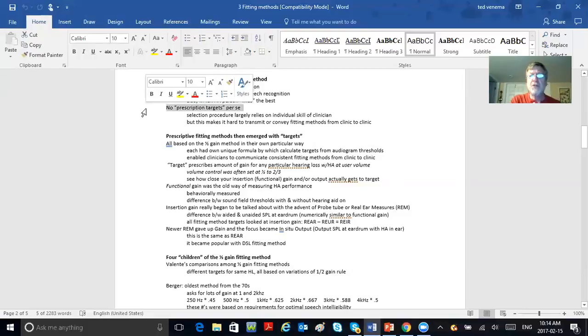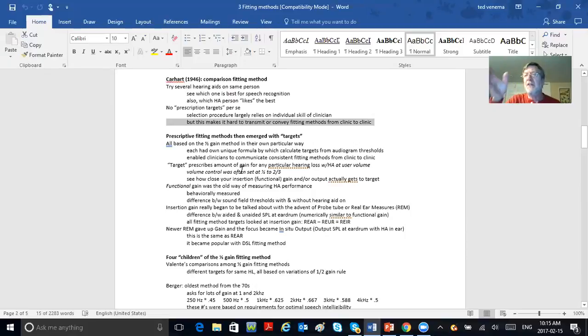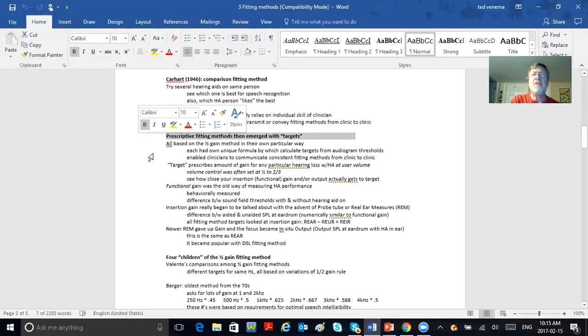There was no prescription target per se. The selection procedure largely was based on his individual skill. It was hard to transmit his exact hows and whys from clinic to clinic. It's kind of tough to do. That's why prescriptive fitting methods with targets emerged, because they were based on the actual numerical values of the thresholds. Half gain is the simplest.